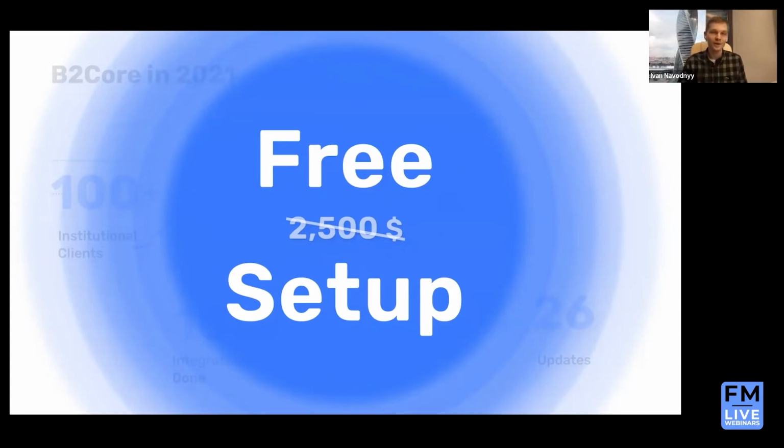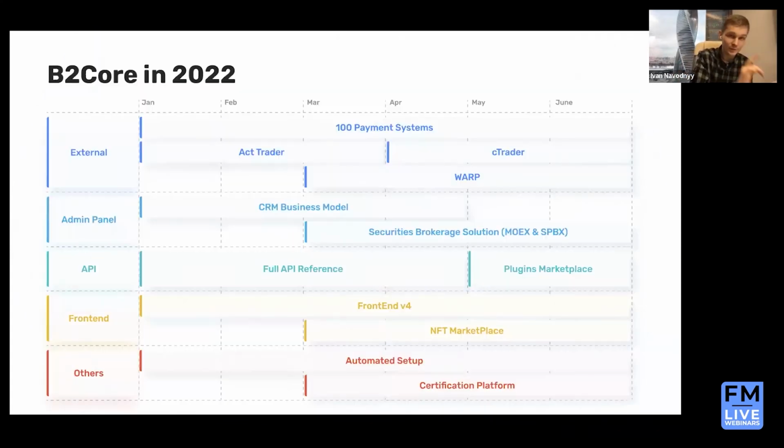So yeah, those were the key updates for B2Core, but of course there is much more coming for 2022. For the first 6 months, we are expecting 100 more payment system integrations. As I said, we are completely on a roll there, constantly adding more and more. There are 3 more platforms that we'll be introducing: ActTrader, CTrader, and Warp.